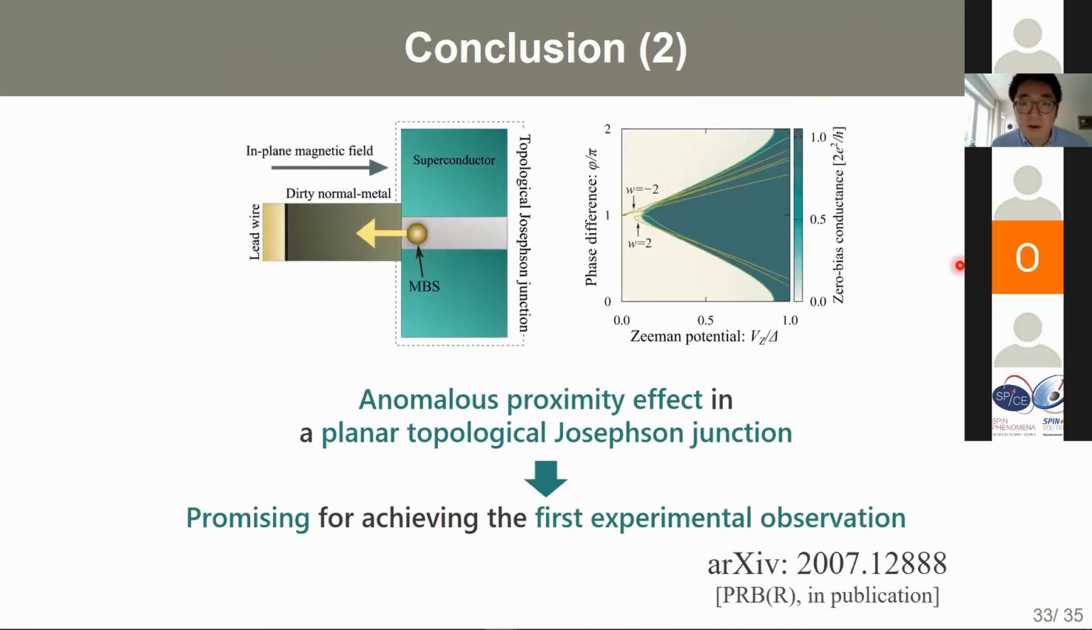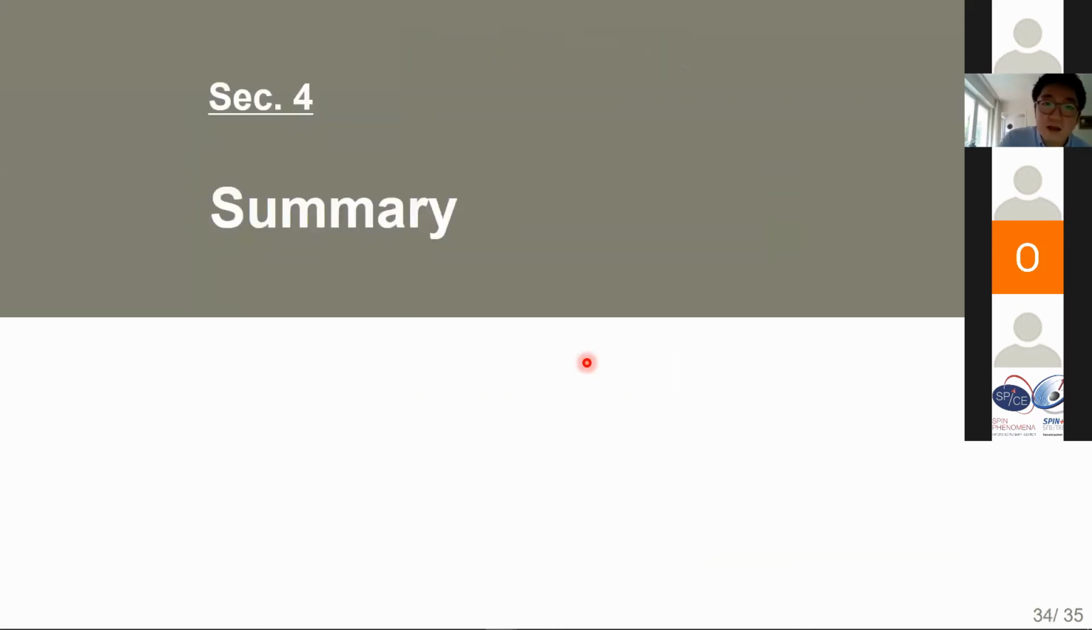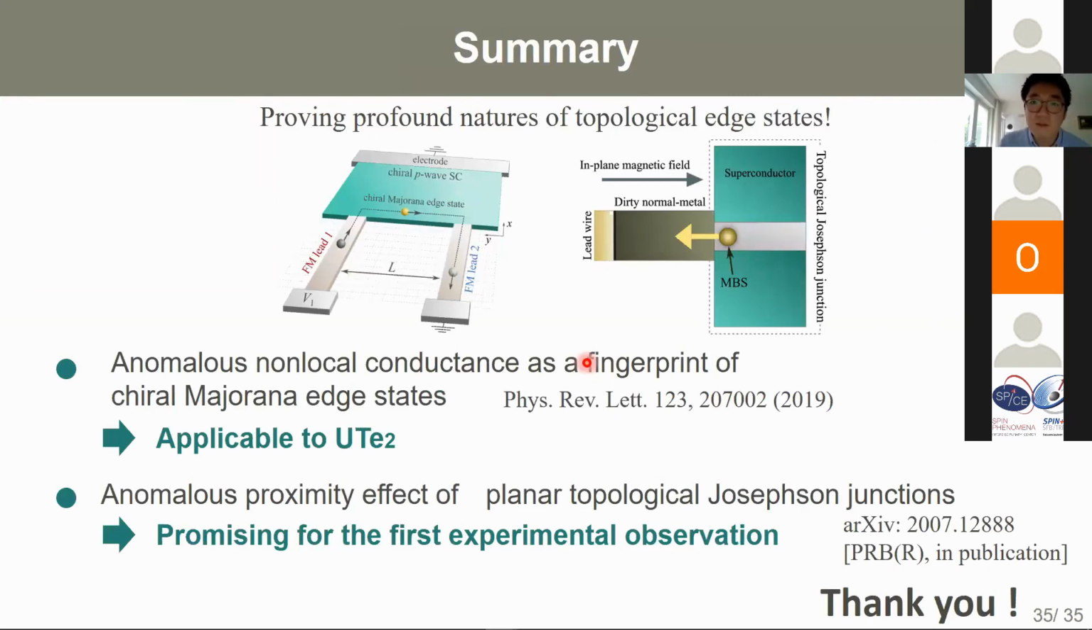So finally, I want to summarize our results for the second part. We have demonstrated the anomalous proximity effect in the planar topological Josephson junction, and we have confirmed that it indeed occurs. This system is fabricated on a semiconductor thin film, whose fabrication techniques are very well established. Moreover, the planar topological Josephson junction itself has already been demonstrated in experiments. So we believe that our proposed experiment is very practical and promising for achieving the first experimental observation of the anomalous proximity effect, which is one of the more striking phenomena reflecting the profound nature of the Majorana bound state and odd-frequency Cooper pairs.